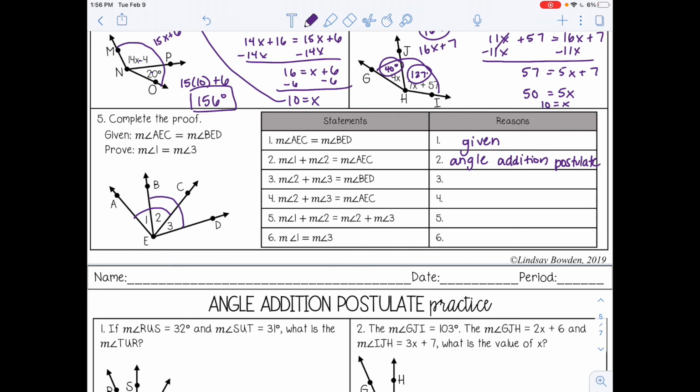And the measure of angle 2 plus the measure of angle 3 gives us BED. Again, same thing. All right, the measure of angle 2 plus the measure of angle 3 equals the measure of angle AEC. The reason I can do that is because these are equal here, so I can substitute one for the other. That's called the substitution property of equality.